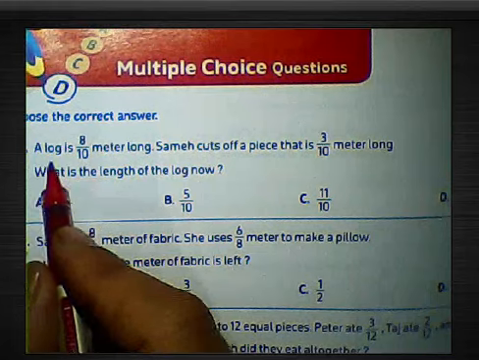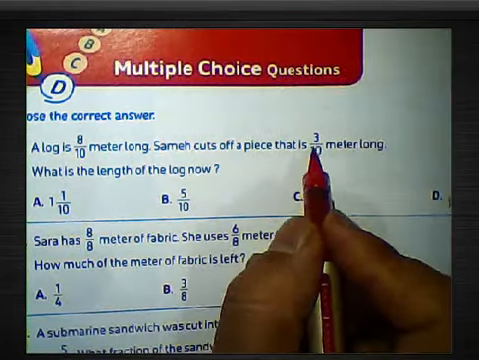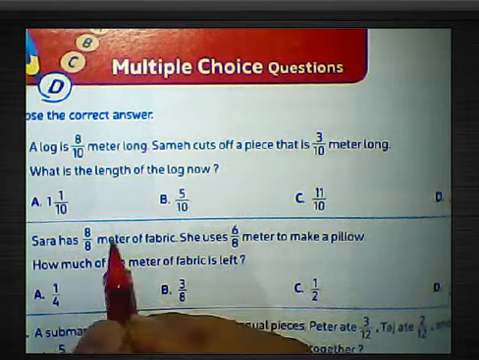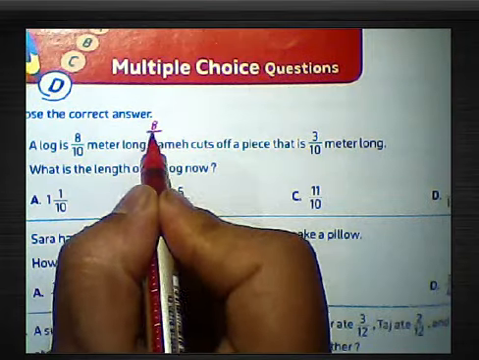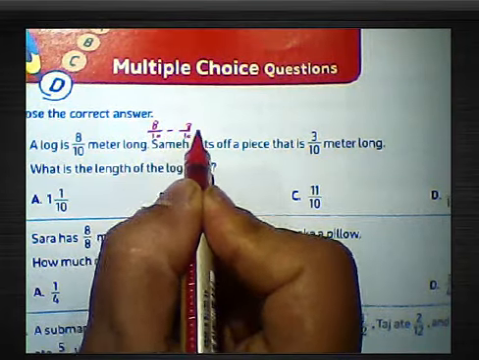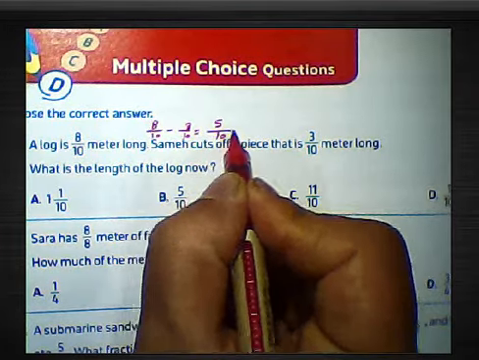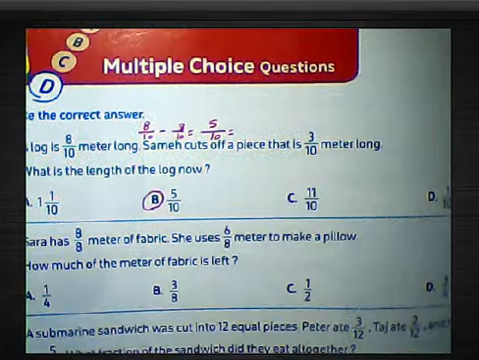Number 1. A log is 8 over 10 meter long. Sameh cuts off a piece that is 3 over 10 meter long. What is the length of the log now? He cut from it, so 8 over 10 subtract 3 over 10. We can find the difference between them. 8 minus 3 equals 5. 5 over 10, letter B.